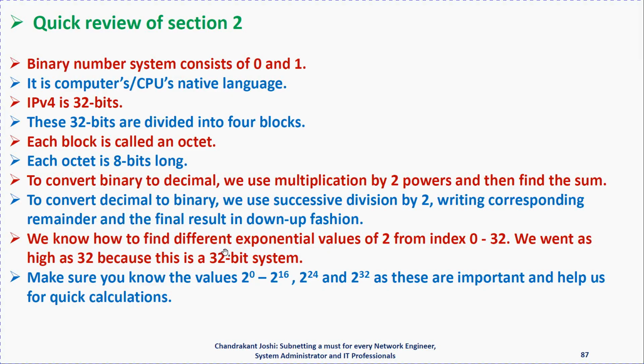We know how to find the different exponential values of 2 from index 0 through 32. We went as high as 32 because this is a 32-bit system. Make sure that you know the values 2 power 0 through 2 power 16, then 2 power 24 and the last value 2 power 32, because these are important values, and if you remember these values your calculation becomes a lot quicker.